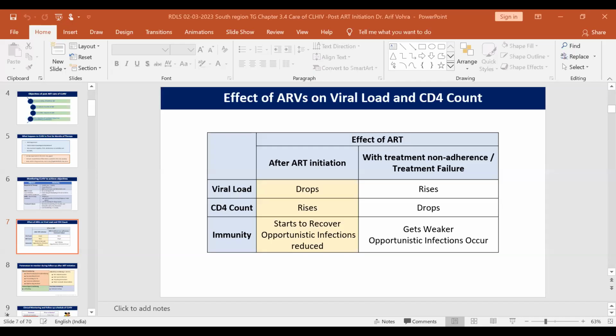I can share the PPT from my end. Is that okay? Can you see my screen? Screen is visible, sir. Please switch to full screen mode.